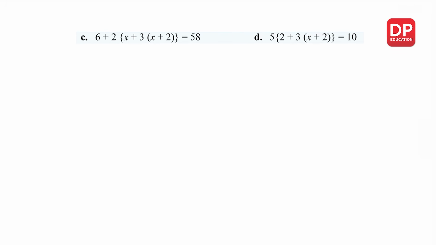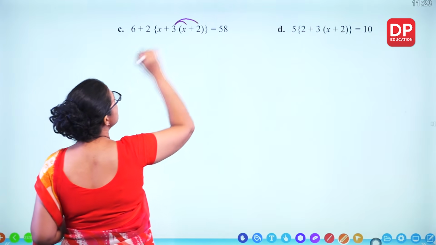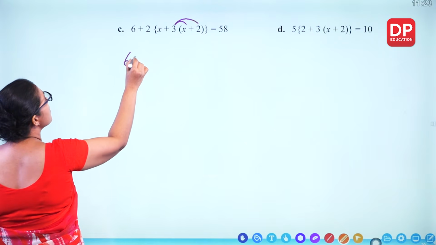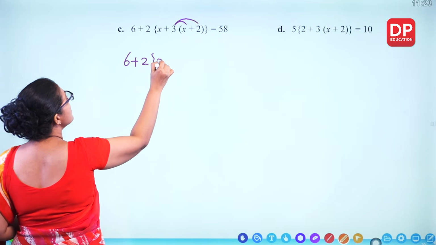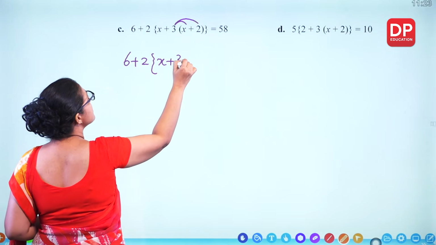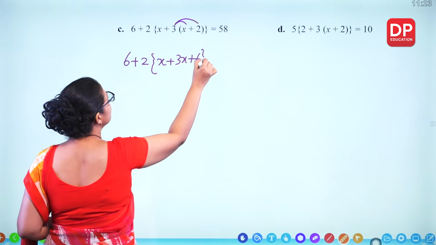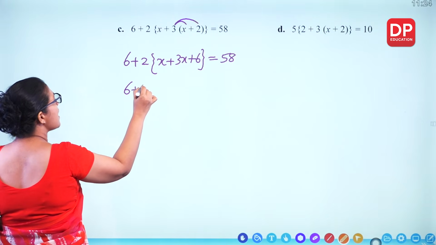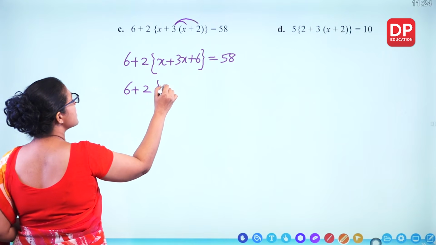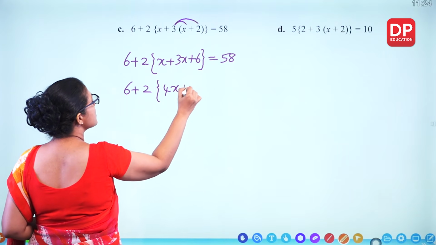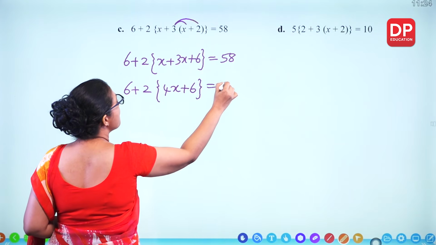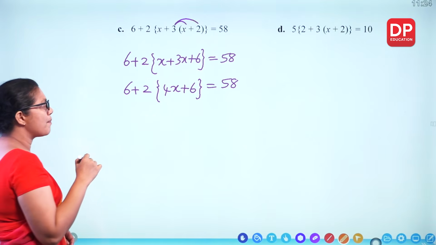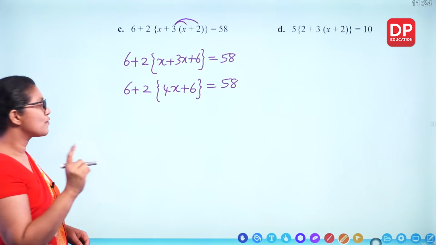This one, you have to remove this bracket. So 6 plus 2, inside you get 3x and 6. Now simplify inside. 3x and x, 4x plus 6. Now what's the next step? You can subtract 6 from both sides.